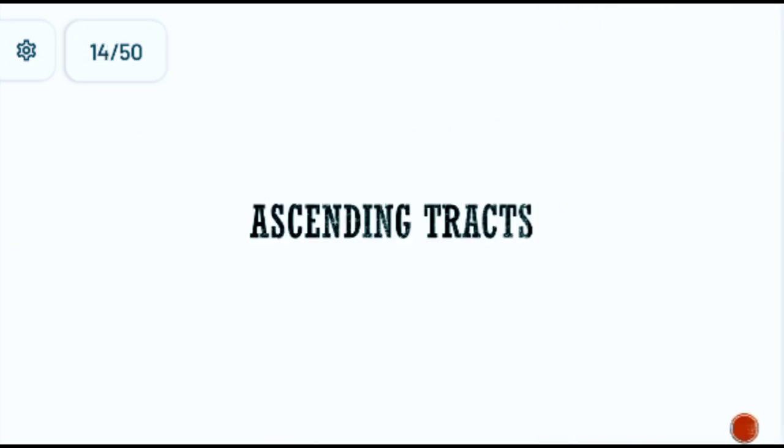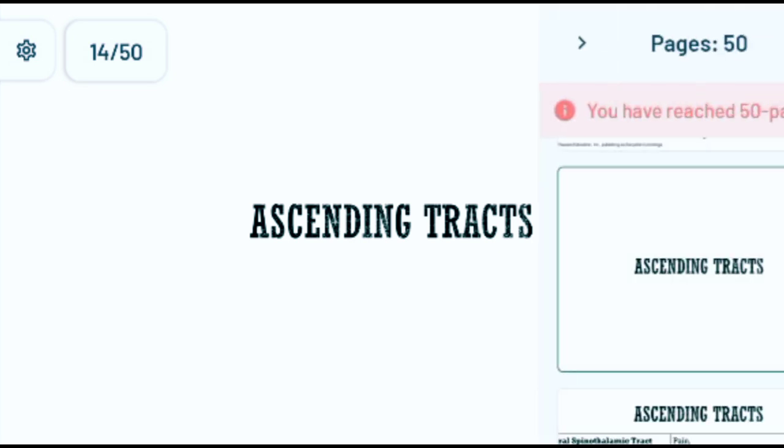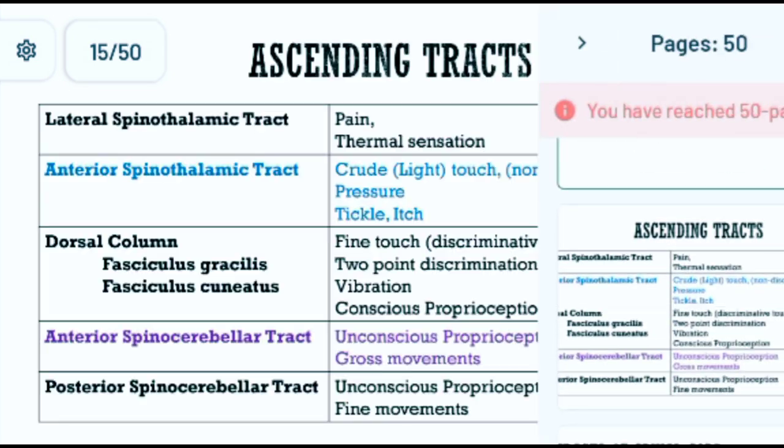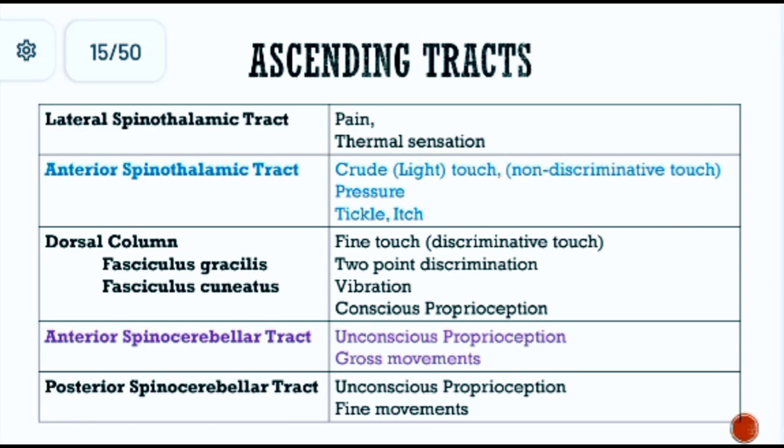So we can start with the ascending tracts. We're going to start with the ascending tracts and look at them. So what are these ascending tracts? We have, number one, the lateral spinothalamic tract. The lateral spinothalamic tract is carrying what? It's carrying pain and thermosensation, or temperature.